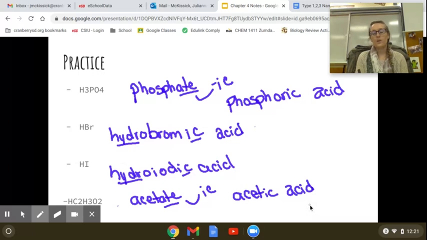Okay? So that's what you're going to follow each time. The biggest thing is: is hydrogen taking the cation place? If it is, you know that you're going to need to name it as an acid. If that acid contains an anion with an oxygen, you need to look at your ATE versus ITE, and then determine whether it's IC or OUS. If that anion does not contain an oxygen, you're adding hydro to the root word as a prefix and IC to that root word as a suffix.